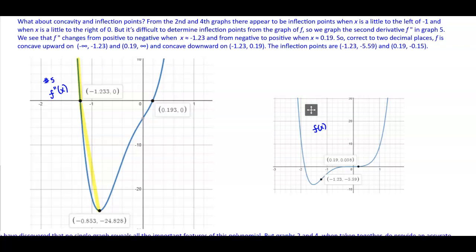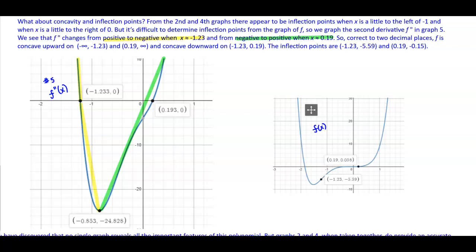Here it's going to negative and then to positive at the value of x of 0.193. So it's going from negative to positive there, and we know it's going from positive to negative from the value of negative 1.23.